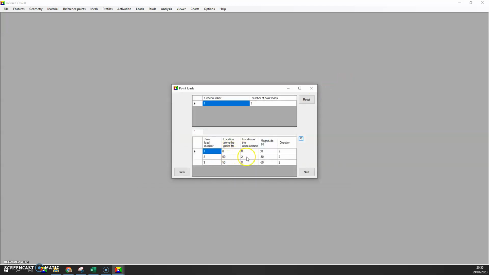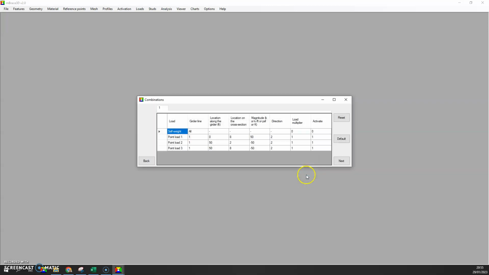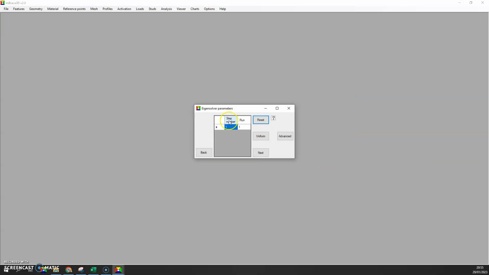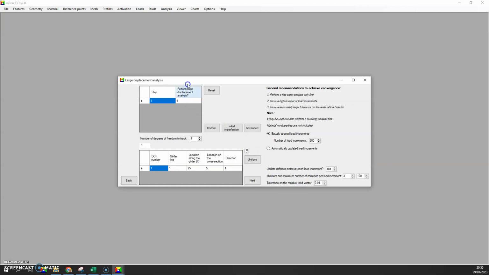And then at the other end, we have a load of 50 kip on the bottom flange here and top flange here in the other direction. So overall, we have 100 kip which are applied to the column. We are not turning on the self-weight. We're just looking at the effect of the uniform compression. We are running the eigenvalue buckling analysis here. And we are also running a large displacement analysis or geometrically nonlinear analysis.